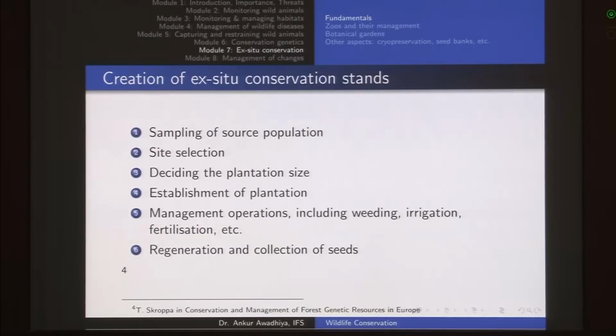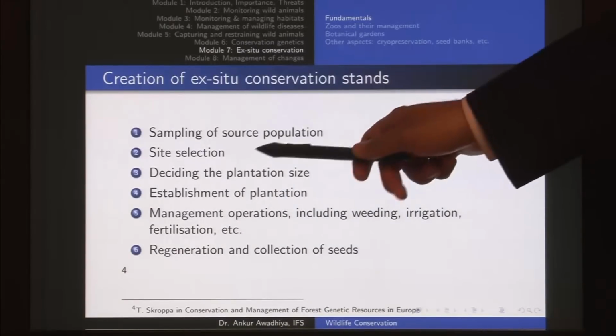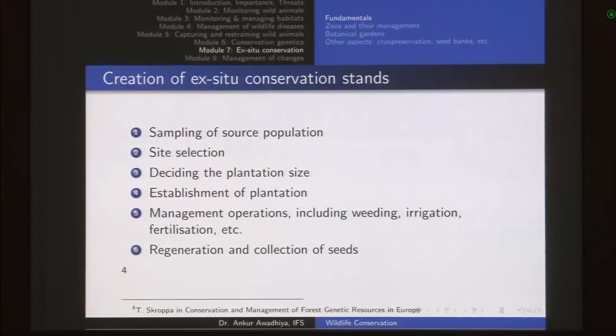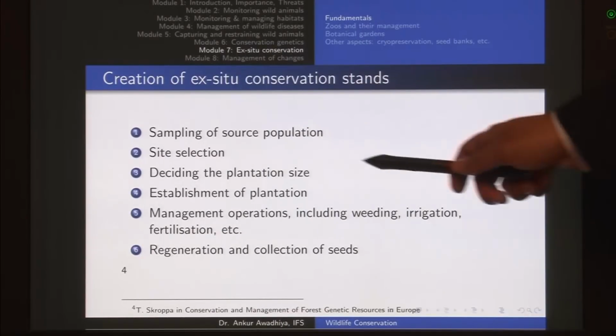Now when we are sampling the source population, we also look at what sorts of climatic conditions are required for this species. Based on those climatic conditions and the soil conditions required by this species, we will go for site selection. Our site needs to be as close to the natural sites as possible. Of course, because this is an ex situ conservation method, it is quite possible that we would want to create these areas artificially, and that is acceptable, but it needs to be as close to the natural conditions as possible. Next we decide on the plantation size.